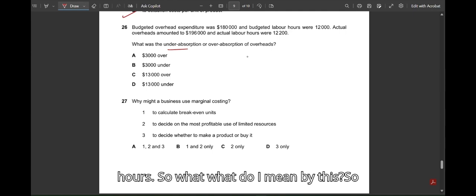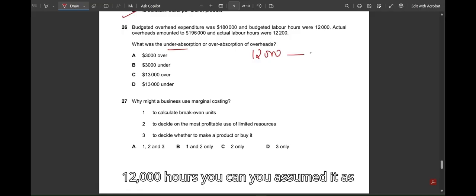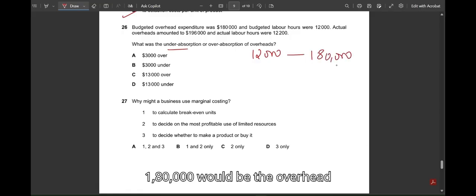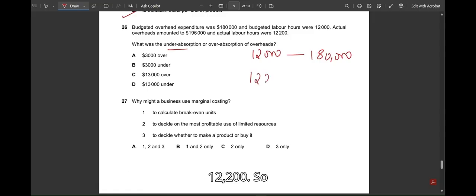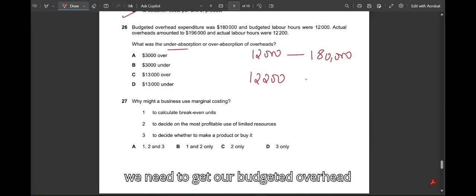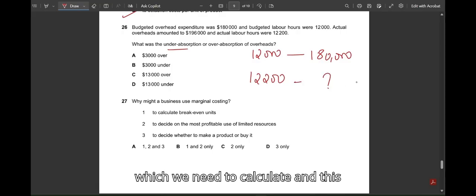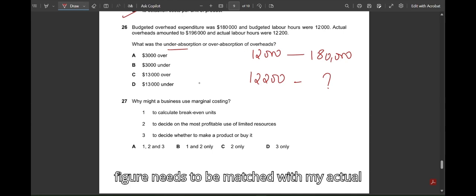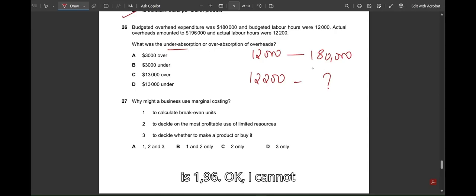What do I mean by this? Your budgeted labor hours were 12,000 hours, and for these 12,000 hours you assumed 1 lakh 80,000 would be the overhead expenditure. This is the budgeted, but your actual labor hours were how much? 12,200. So we need to get our budgeted overhead expenditure as per the actual labor hours. This figure needs to be matched with my actual overhead expenditure, that is 1 lakh 96,000. I cannot directly compare 180 with 196.